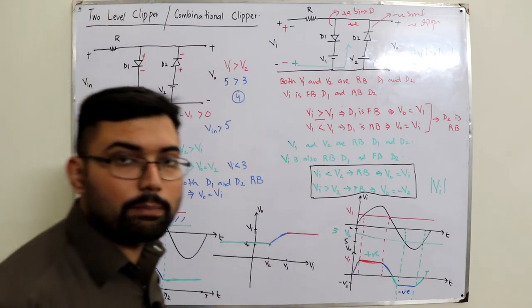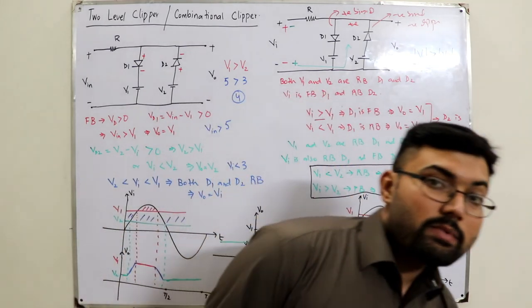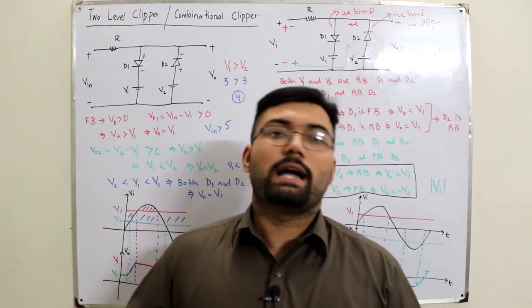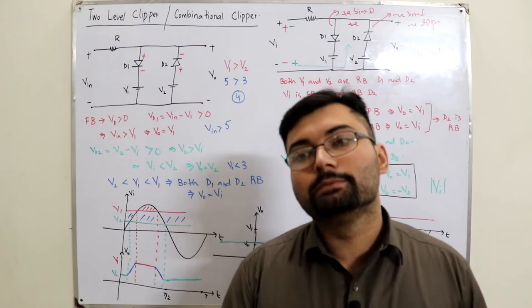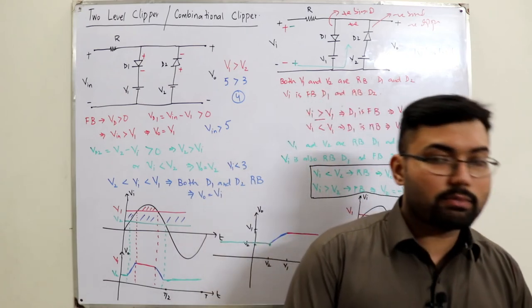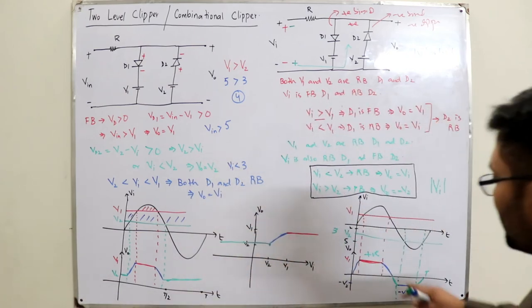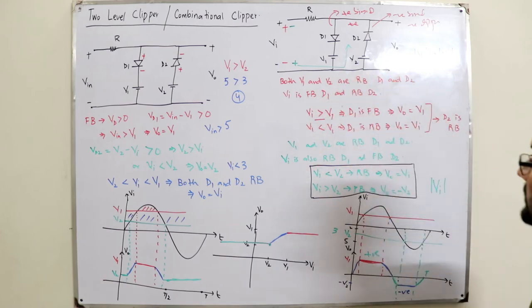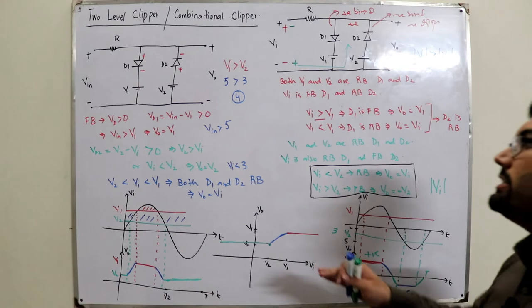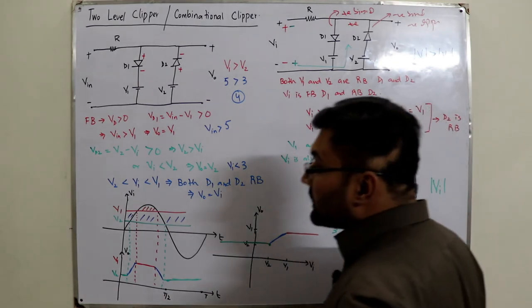Can I not name it as a two-level clipper? I can. Can I not name it as a multi-level clipper? I can. More than one, right? Yes. So that is it about this video. The book has mentioned this graph, this circuit. So this is what it is. And that is, I believe, everything we have to understand about the clipper circuits.